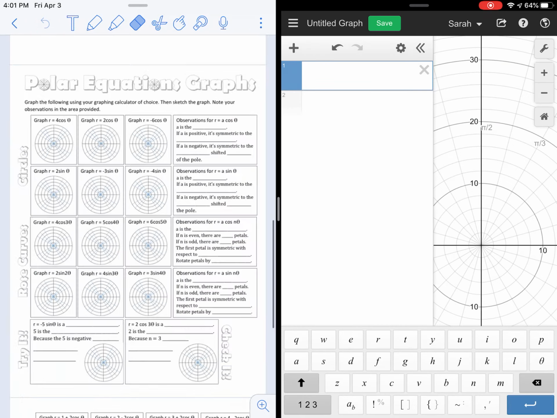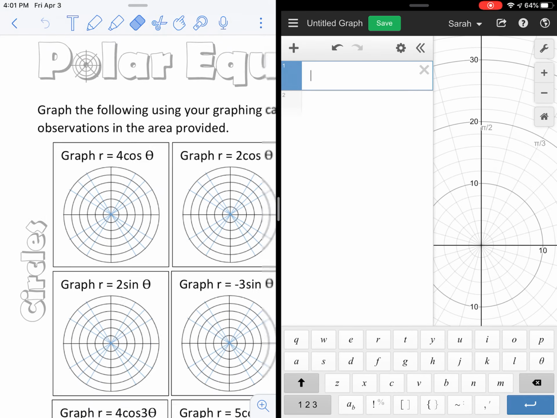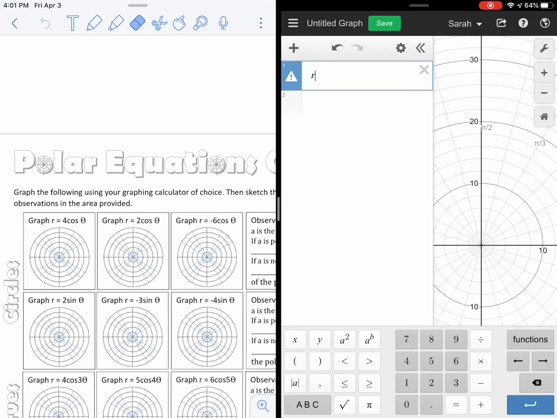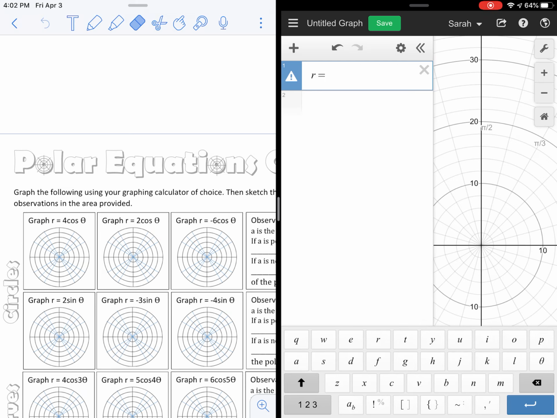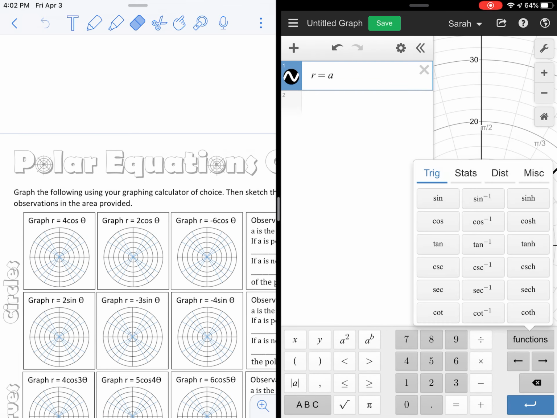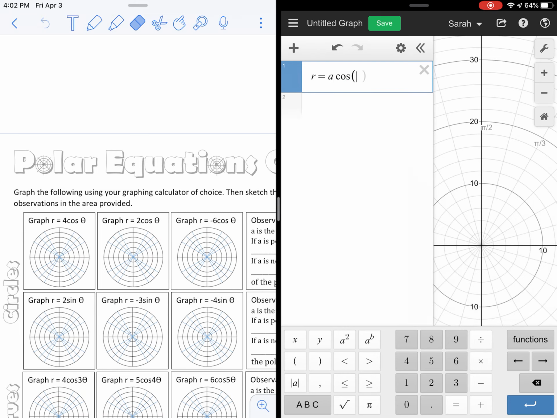Now, if you go to where it says box 1, and if you want to type in this first equation, I want you to note that for the first 6 graphs you're doing, these are all circles. If you want, instead of typing each of these in separately, what you could do is say R, and then go to the equal sign. And then instead of typing in the 4, then the 2, then the negative 6, you can actually go to the ABC button and type in A as a slider, and then go back to the 1, 2, 3, go to functions, and then hit the cosine here, and then we can put a theta.